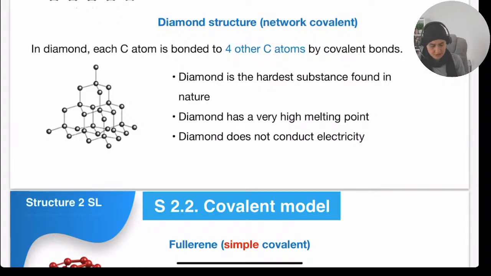And you can also say that the arrangement around each carbon atom would be a tetrahedral arrangement, because each carbon forms four bonds, but within a giant network covalent lattice. If you say that diamond is tetrahedral, you lose a mark. You have to make sure that you explain that it's a giant lattice.